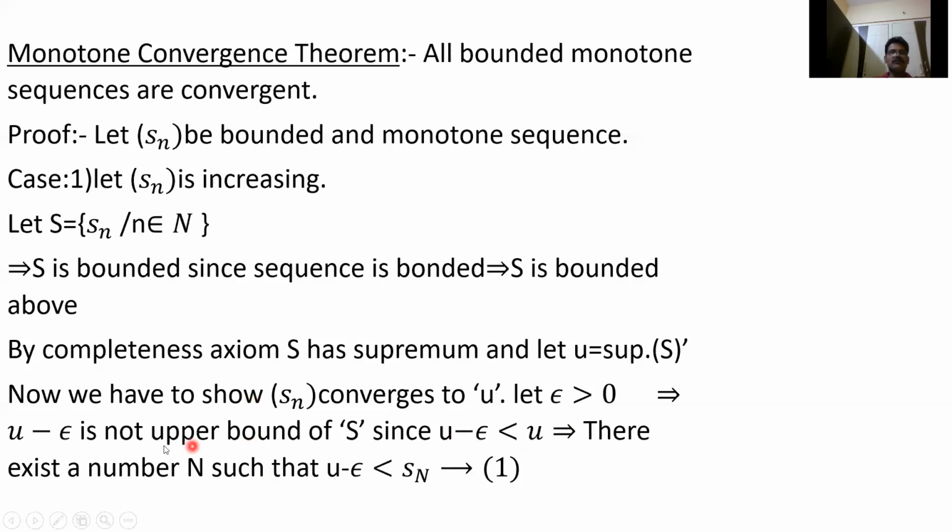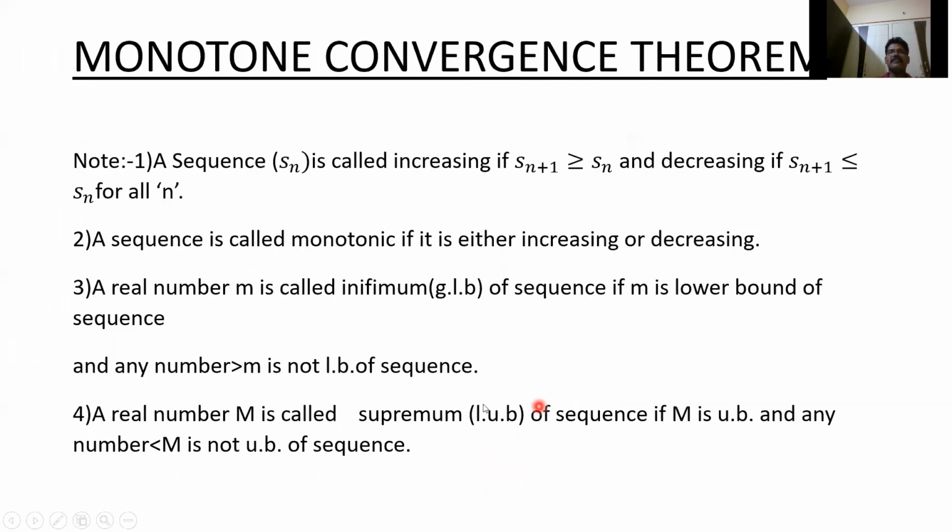This implies U minus epsilon is not an upper bound of S, since U minus epsilon is less than U. Here U is the supremum, the least upper bound. What is the meaning of the least upper bound? What I told already: it is an upper bound, and any number less than it is not an upper bound of the sequence.